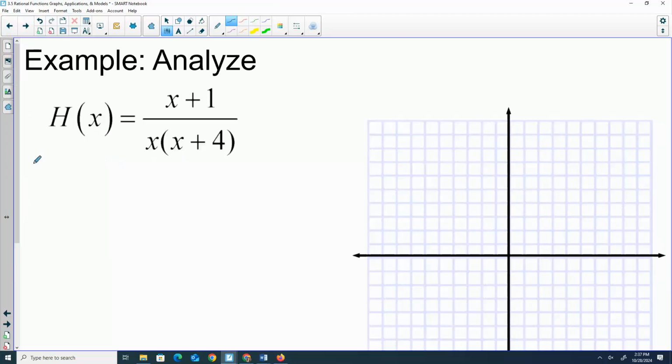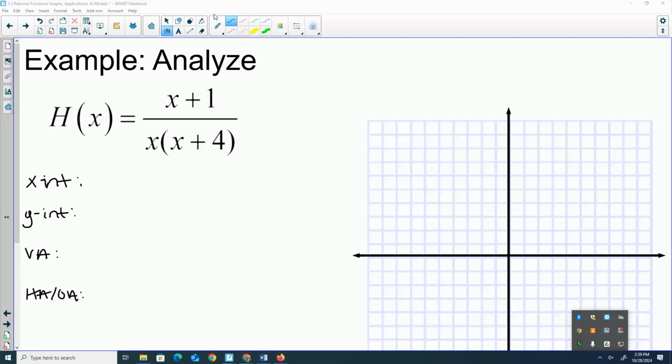Okay, I want you guys to take a second and see if you can list out the information. This one's already factored for you. So I want you to tell me x-intercept, y-intercept, vertical asymptote, horizontal or oblique asymptote.